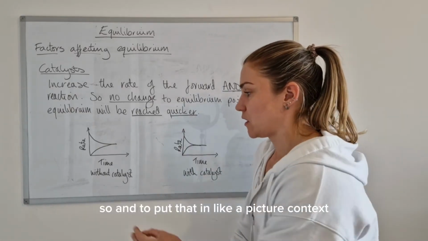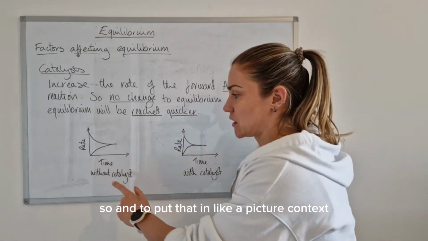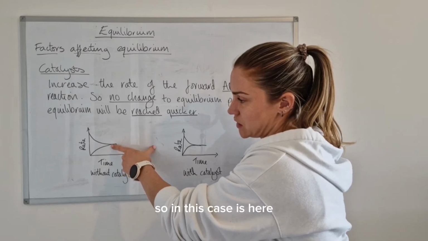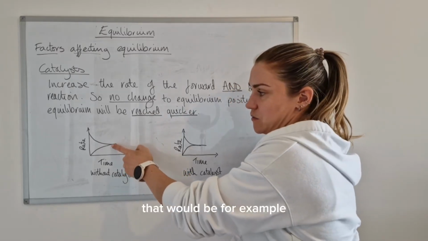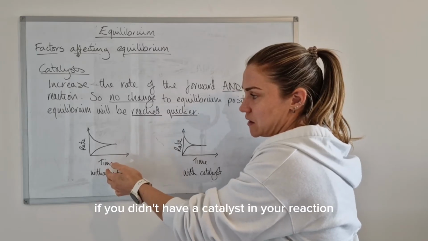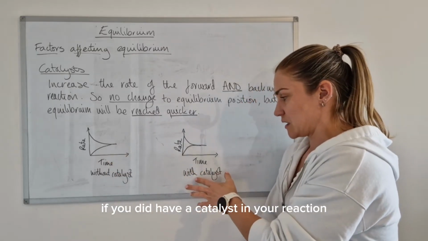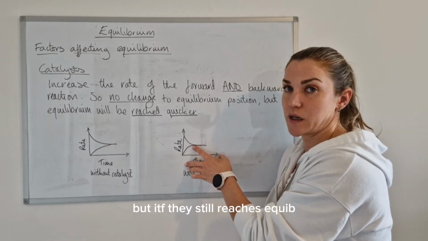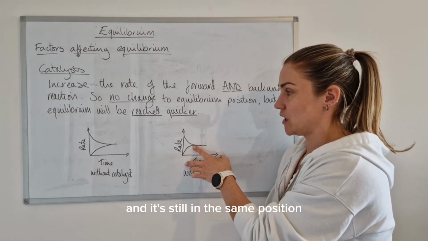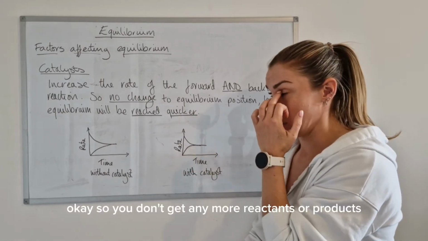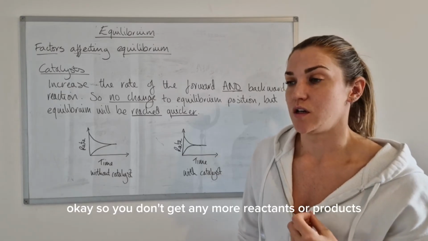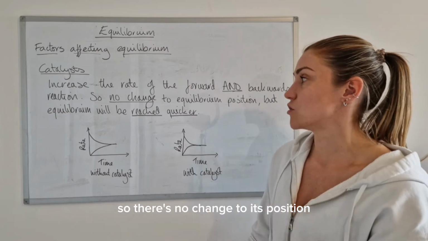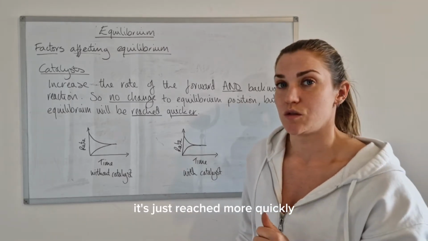So to put that in a picture context, if we look back to the graphs before, equilibrium is reached when the rates are equal. So in this case it is here. That would be, for example, if you didn't have a catalyst in your reaction. If you did have a catalyst in your reaction, equilibrium would be reached a lot quicker, okay? But it still reaches equilibrium and it's still in the same position. So you don't get any more reactants or products, you just make the reaction reach equilibrium faster. So there's no change to its position, it's just reached more quickly.